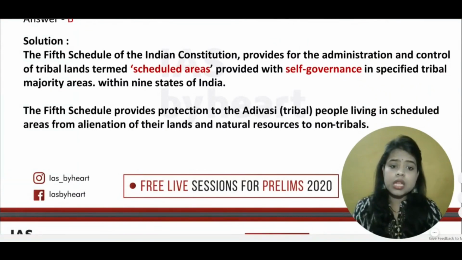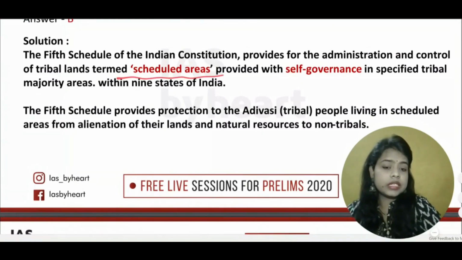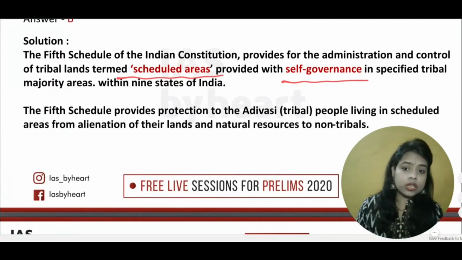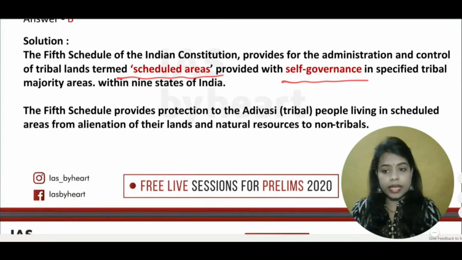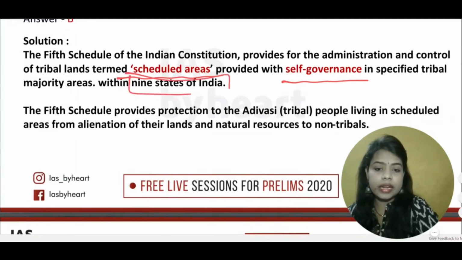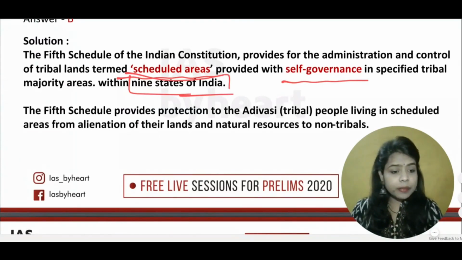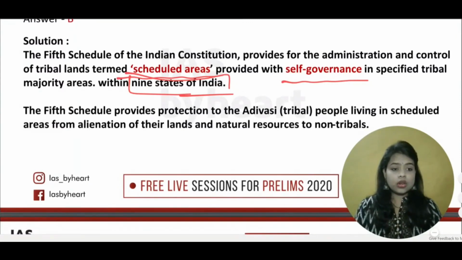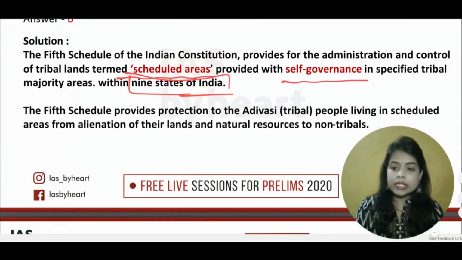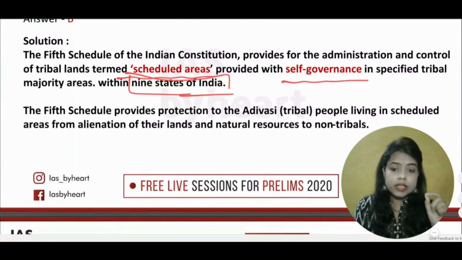The 5th schedule of the Indian Constitution provides for administration and control of tribal lands, termed scheduled areas, with self-governance. So the 5th schedule specifically talks about scheduled areas. It talks about 9 states of India and the exclusive areas, which will be decided by the president. The 5th schedule provides protection to the Adivasi people in the scheduled areas from alienation of their lands and natural resources to non-tribals. This is circulating in all the news also. They are discussing how far it is valid according to the constitution, and whether it can be allowed or not. There is a lot of discussion going on. So please remember under which schedule it comes and why it comes only under this schedule.